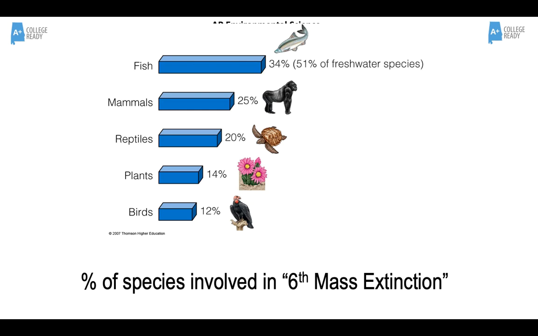These are percentages of species involved in the 6th great mass extinction. We have had 5 mass extinctions on Earth, and we are currently in the midst of the 6th great mass extinction. But this time, it is not because of meteors slamming into Earth. It is because of the activities of humans, mainly the habitat destruction due to human activity.